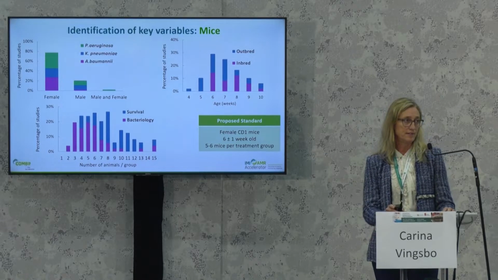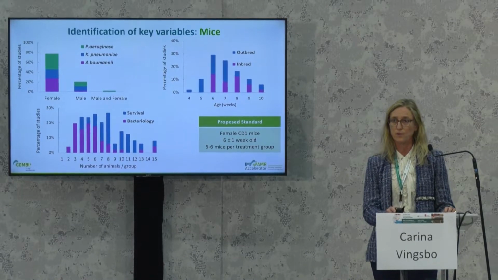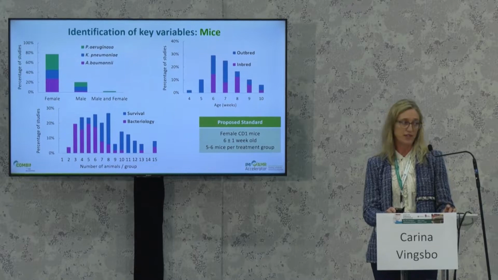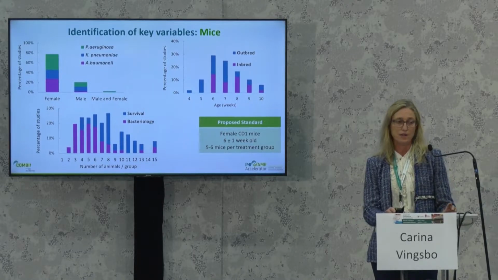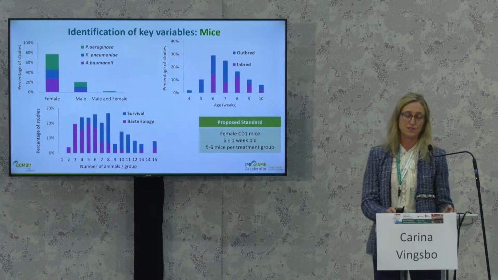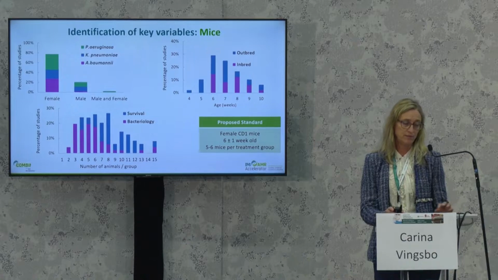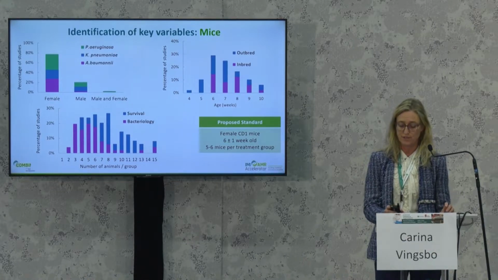Further, if you look at what sex is used, there is an overweight of studies using female mice. And also if you look at the age of the mice, that varies quite a lot, ranging from 4 to 10 weeks of age. And there we can see that using outbred mice, you tend to use maybe 6 to 7 weeks old, but using inbred mice slightly older, which is of course logical because they grow slower.